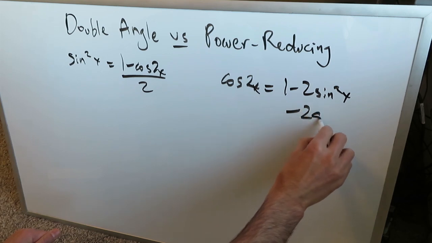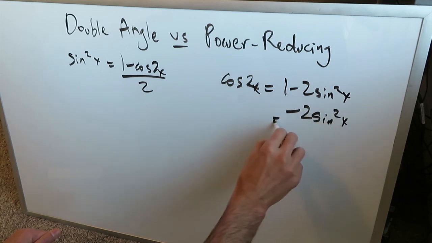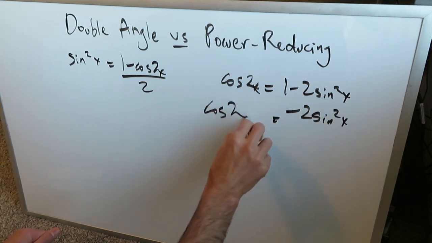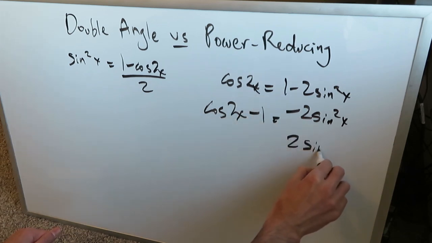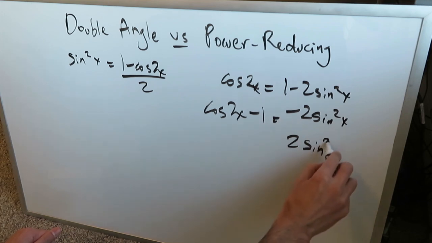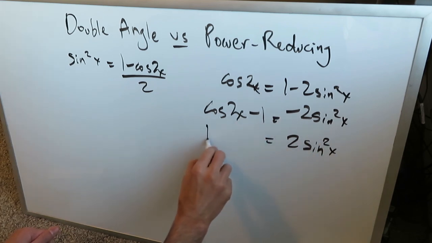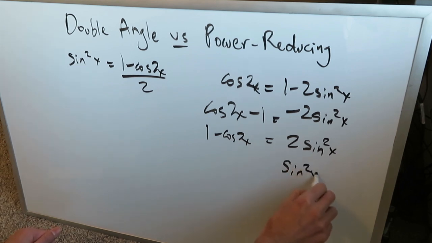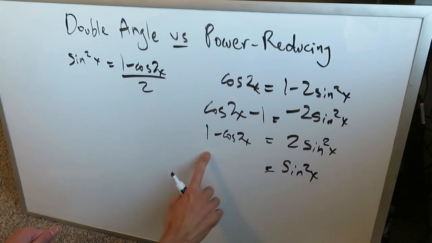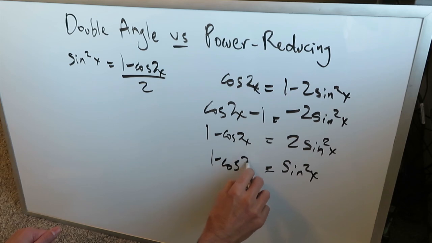What do you get? Minus 2 sine squared x is equal to, you take this 1 on the other side, you get a minus 1. Then you take the minus on the other side. 2 sine squared x is equal to, it flips this around, 1 minus cosine 2x. And now you solve for sine squared x. Because it's power reducing, you're reducing the power to an expression which has no exponent. And that's helpful in integral calculus, because you're trying to simplify it by getting rid of the exponent. You take the 2 on the other side, you get this.